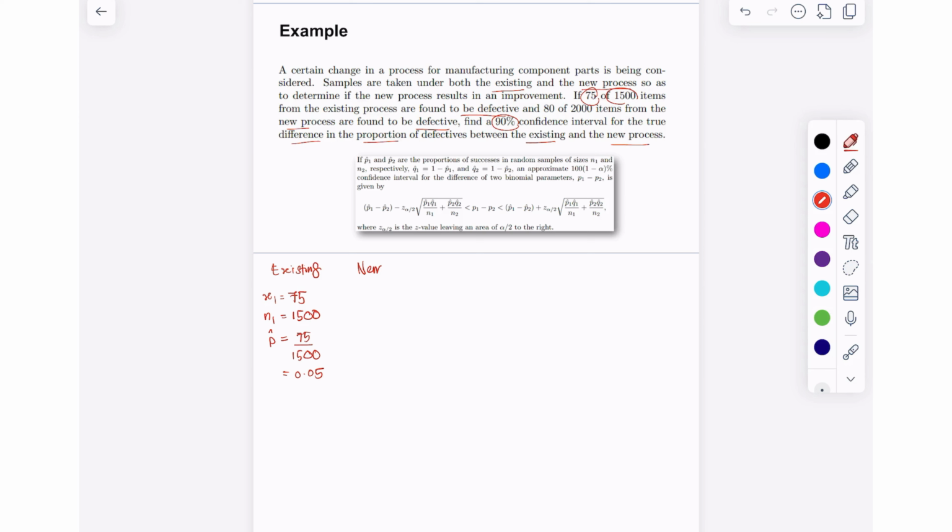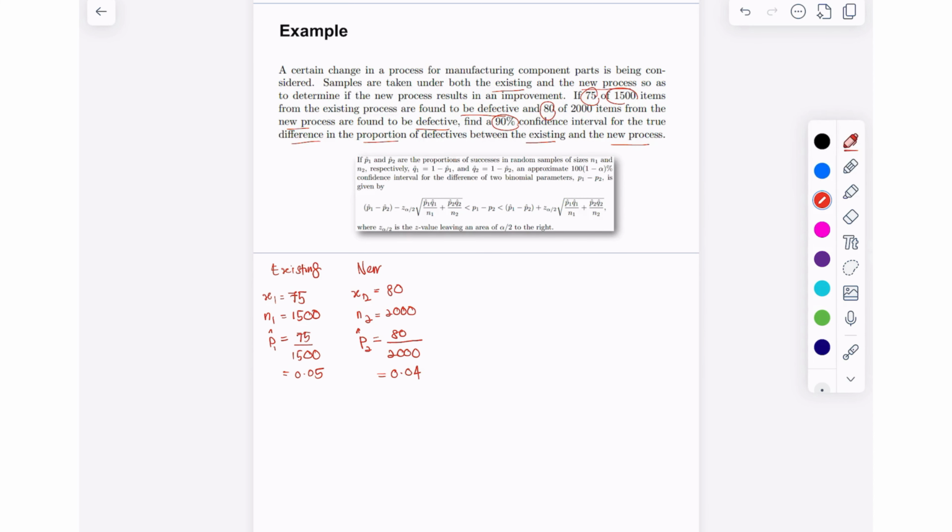Okay, for the new process, we have X2, which is given by 80, and N2 is 2,000. This is P1 hat, and you can find P2 hat. That is 80 over 2,000, and this is equal to 0.04.